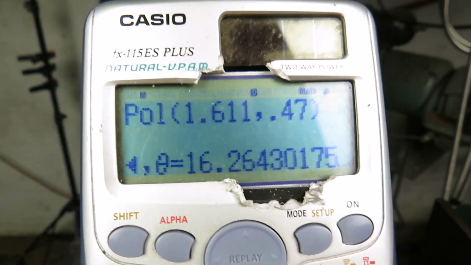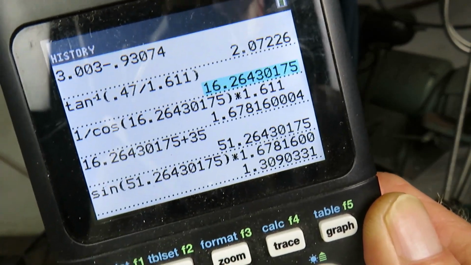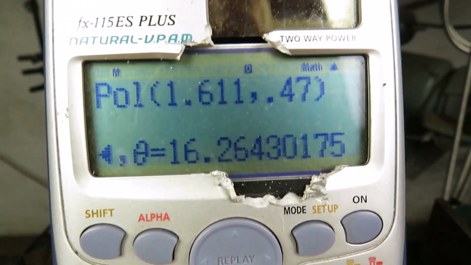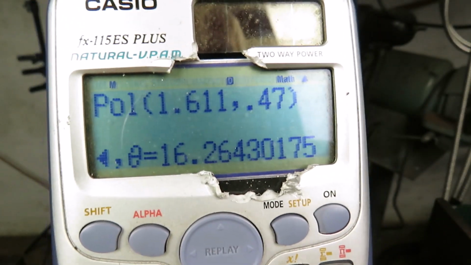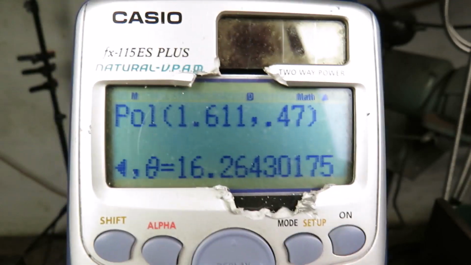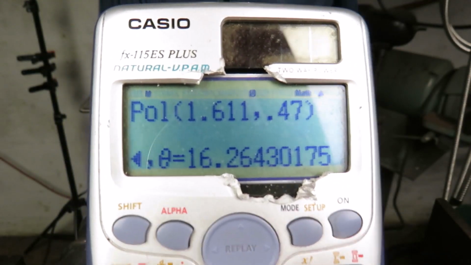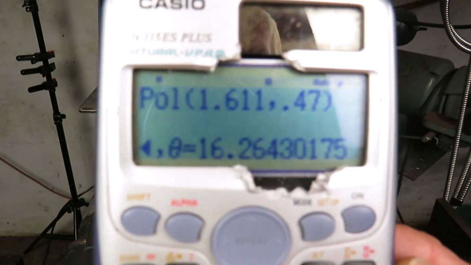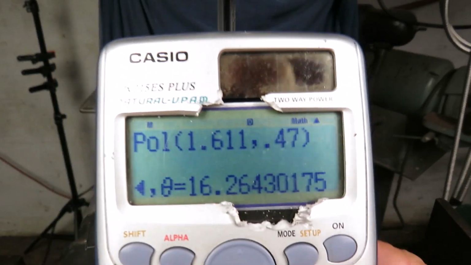Okay, so you didn't have to know trig. With this calculator, I use trigonometry. With this calculator, I just told it the XY coordinates, that's all. And it converted. It does the math.